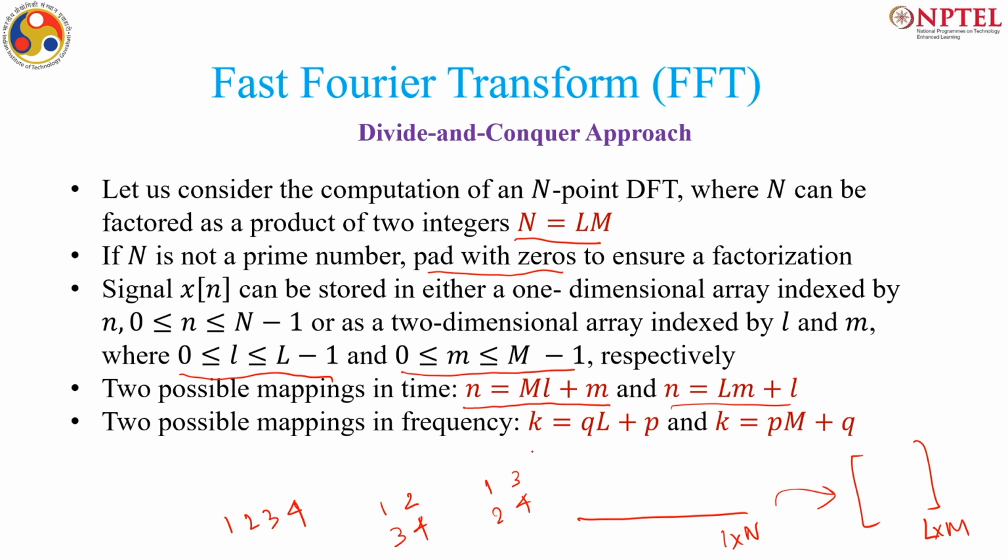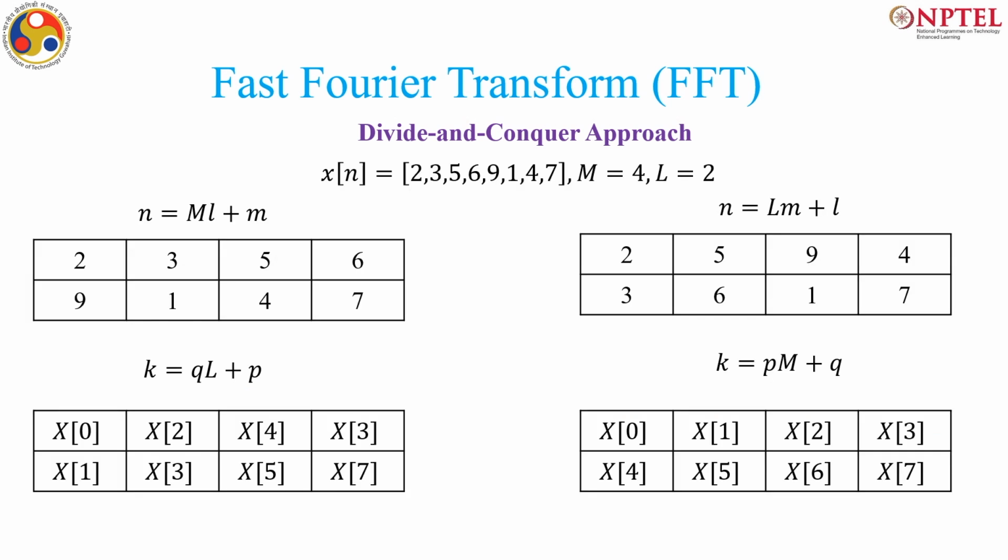Similarly, for the frequency, instead of a 1D array, we will get a 2D array, like say alpha, beta, gamma and delta. We can read this out row wise, like alpha, beta, gamma, delta, or we can read it column wise like alpha, gamma, beta, delta. So, similarly in frequency also we can have two possible mappings, and here q and p will be varying according to these indices M and L respectively. If it is confusing to you, let us take a simple illustration.